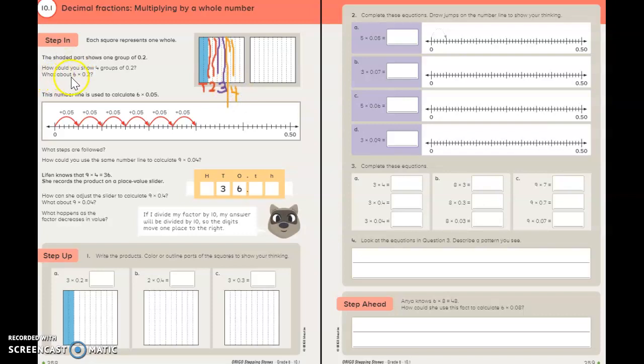Now it says, what about 6 times 2/10? Here, I was really taking 2/10 multiplied by 4. So if I wanted to do 6 multiplied by 2/10, I would have to fill that in 2 more times to get it up to 6. So I'm going to keep doing that. So here's 5, and here's 6.